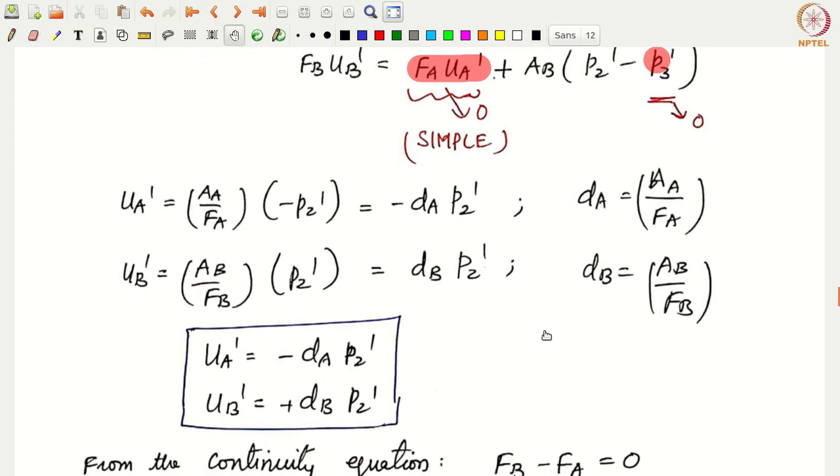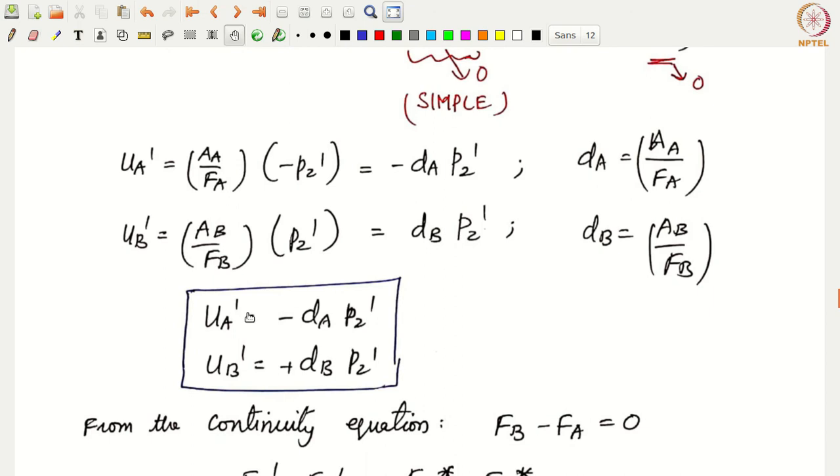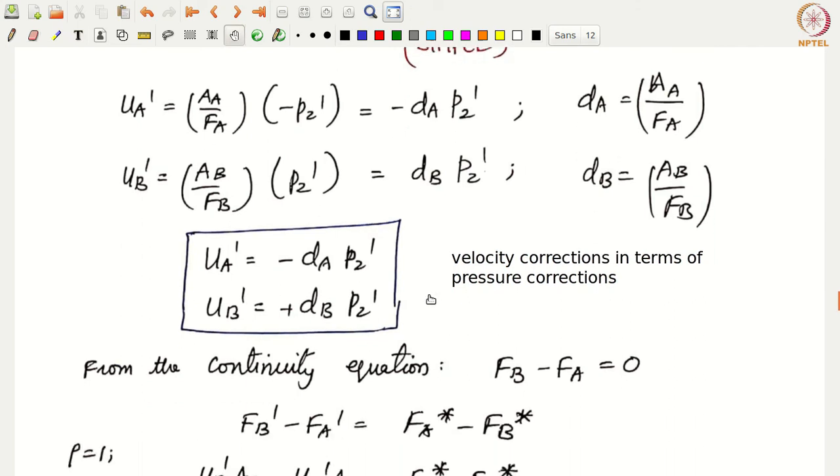That means we now have velocity corrections for cells A and B in terms of the pressure correction P2 prime. These are important because this is what we need to substitute in the continuity equation.